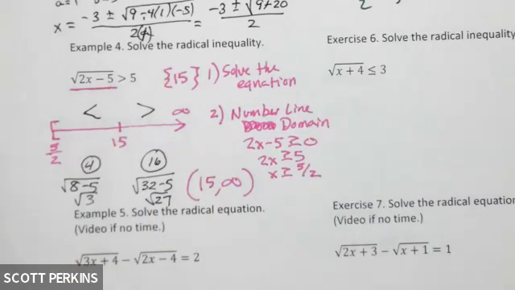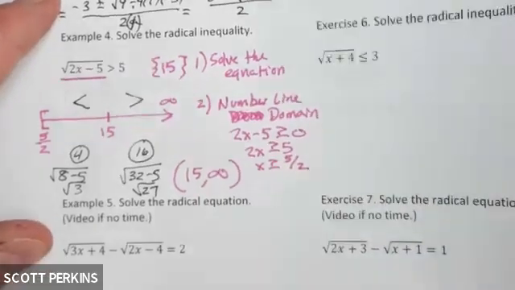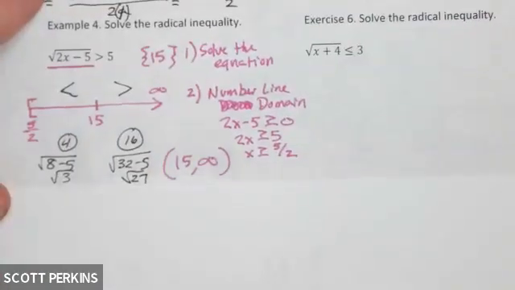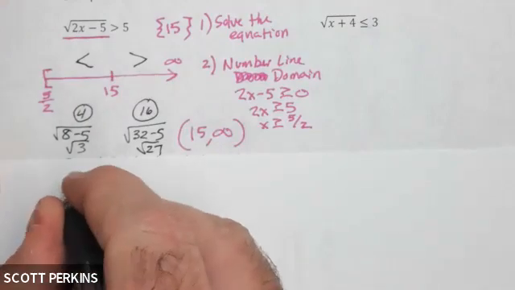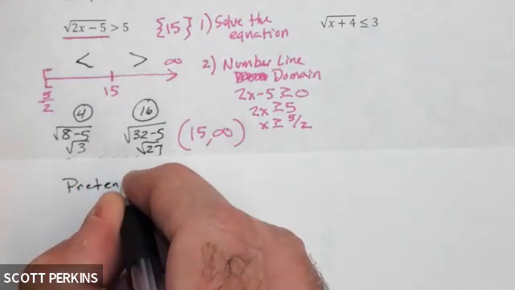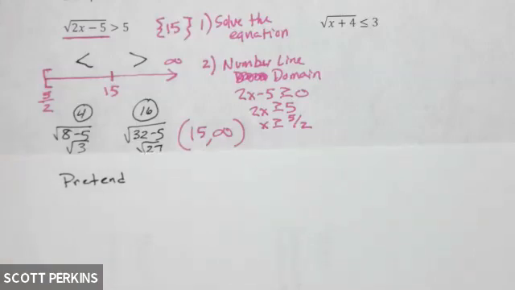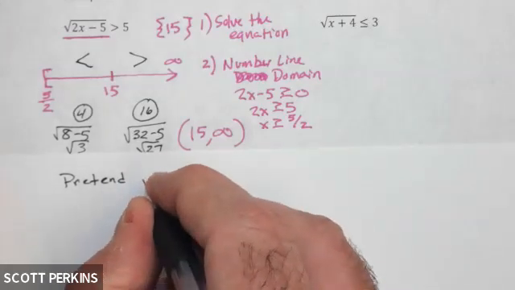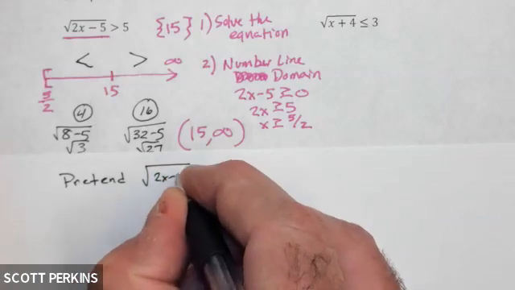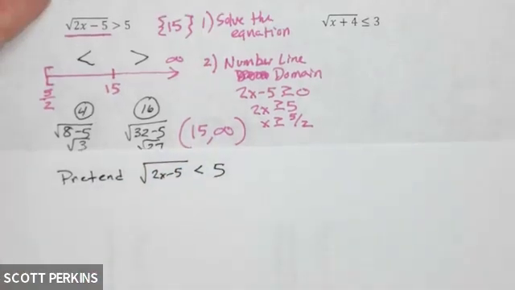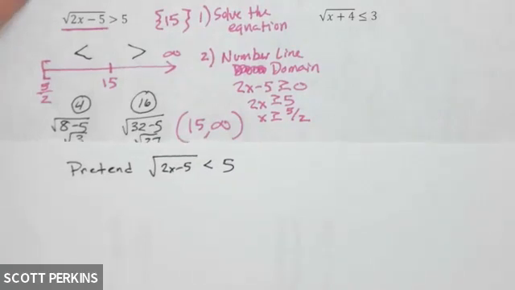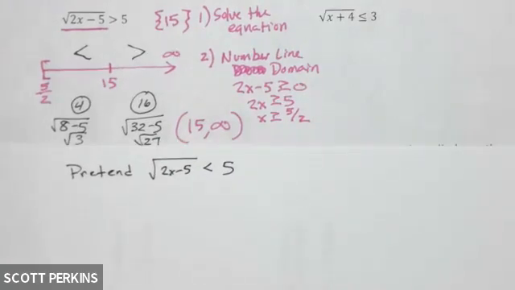Let's just do a pretend real quick. I didn't ask this question, but we're going to pretend because I want to make sure that you give me the right interval. Let's say the problem was this. The square root of 2x minus 5 is less than 5. So all I've done is change the inequality. We don't have to really do any other work.